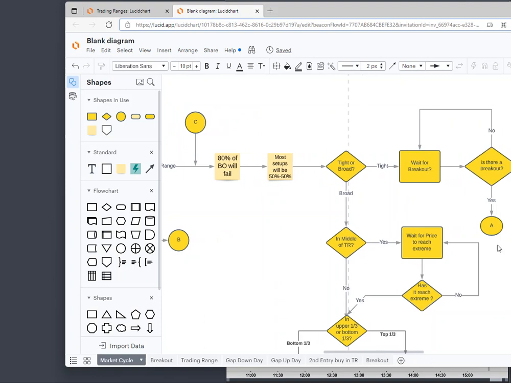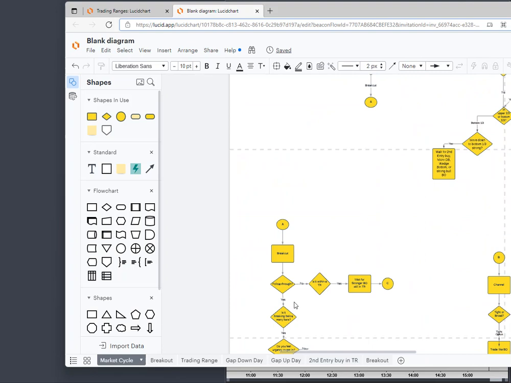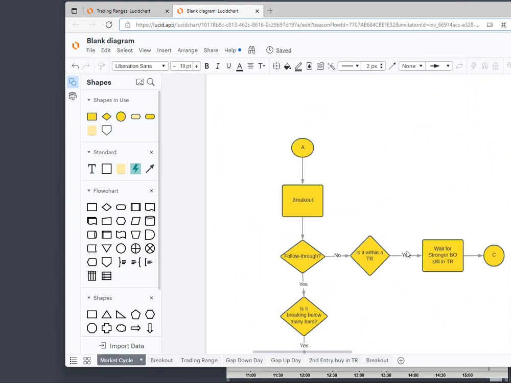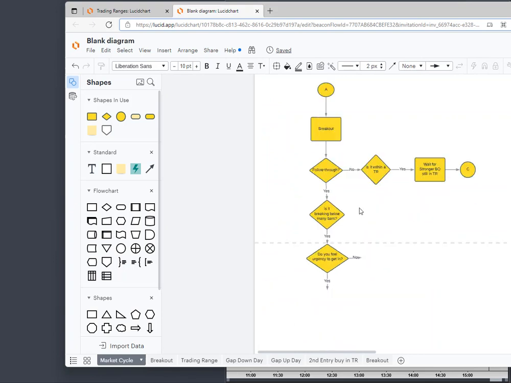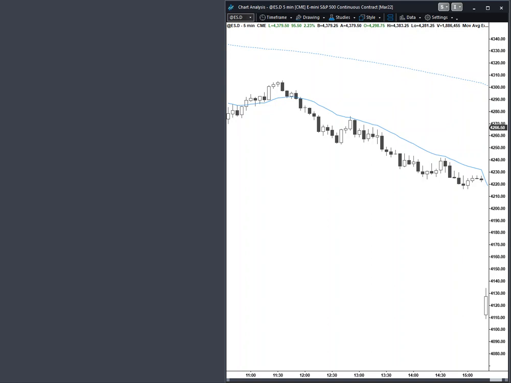And then when you get the breakout, you go to A. And A is how to trade a breakout. Breakout, is there follow through? No. Is it within a trading range? Yes. And maybe wait for a stronger one. Again, I just started doing this a couple days ago, so I'm more or less just playing with the idea. But the whole point is to figure out a couple setups that you really like in each market cycle and blueprint how to do them. That way you start reminding yourself of ruling out bad choices. There's a lot of decisions you have to make when looking at the market, especially in real time, so it's important to rule out decisions.